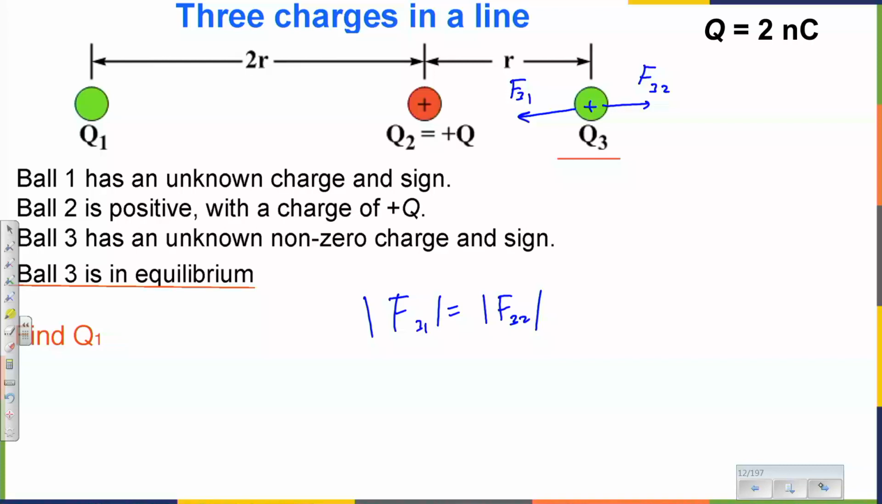Now, how do we calculate the magnitude of a force between two charges? Charge number 3, charge number 1, over the distance between the charges squared. From 1 to 3, the distance is 3r squared.